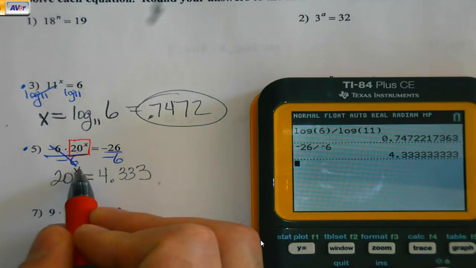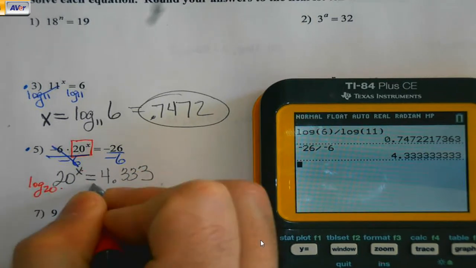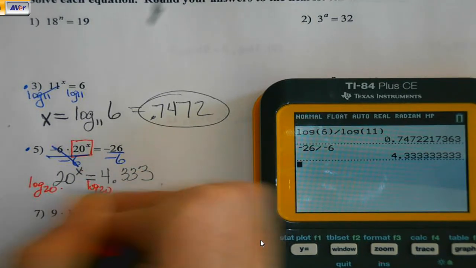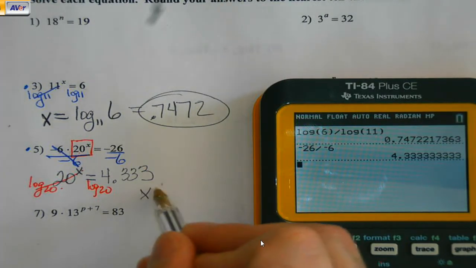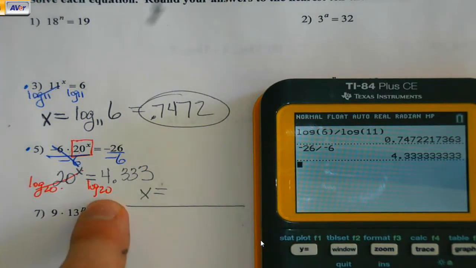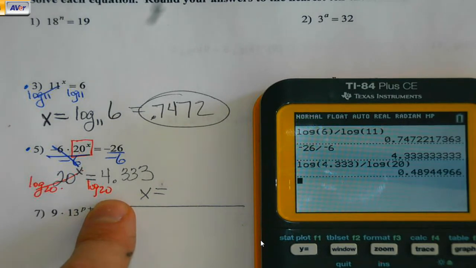Now, the only thing keeping me from getting to x is the 20. Now I can use the log of that base. But not until then. And once again, when I'm typing it in, I'm going to do the log big, log of my value, divided by log little.